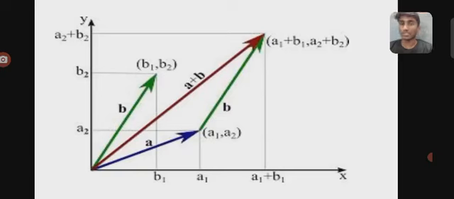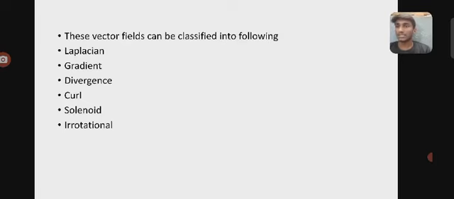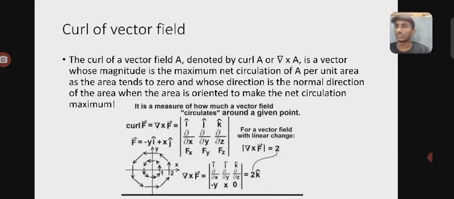So here you can see the pictorial description of a vector field, where we can see the two vectors a comma b and the sum of the vectors in the two-dimensional plane x comma y. So the resultant vector is a plus b and the normal unit vectors are a comma b. So these fields can be classified into the following: Laplacian, gradient, divergence, curl, solenoidal and irrotational. Irrotational and solenoidal are also called incompressible.